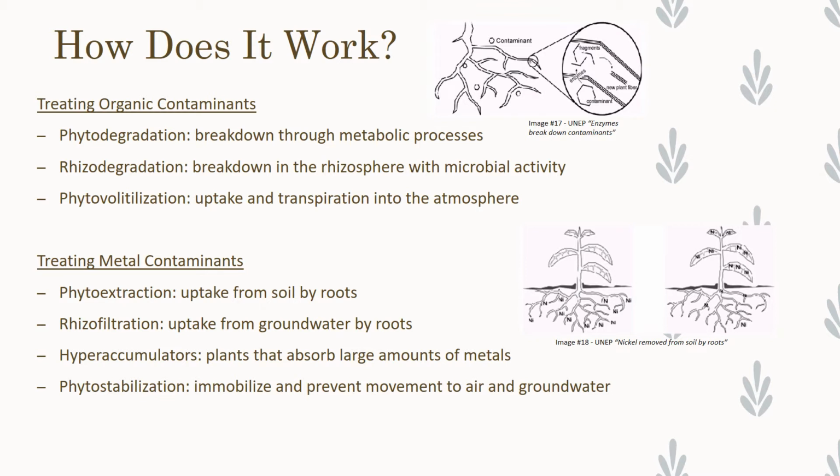Phytostabilization is the use of certain plant species to immobilize contaminants in the soil and groundwater through absorption and accumulation by the root system. This reduces the mobility of the contaminant and prevents migration to the air or groundwater.